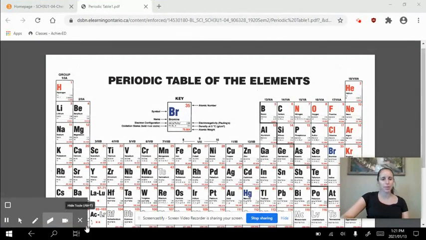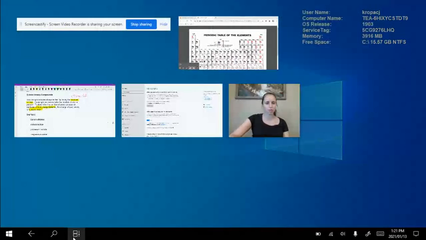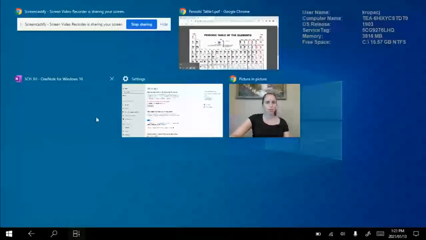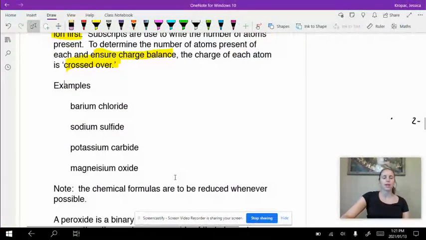So let's go back here and let's show you with our first example what I mean by crossing over. So again, we always want to make sure we're dealing with the right type of compound. Here we're looking at barium chloride. So on your periodic table, make sure that you now have a metal and a nonmetal because we're looking at ionic compounds. Ionic compounds are a metal and a nonmetal. Barium is indeed the metal. So you can see it's written first, and chlorine is the nonmetal, it's written second.